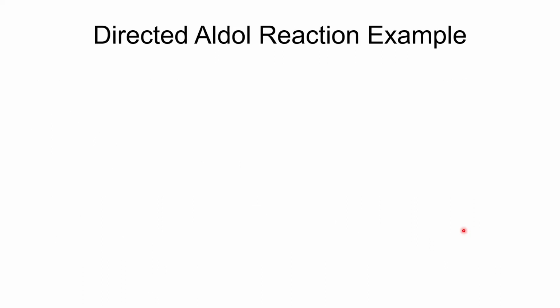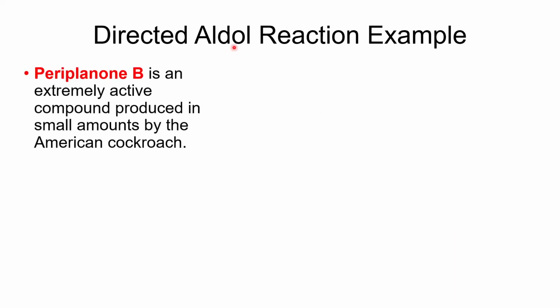So let's look at an example of a directed aldol reaction. This is one that's used in a synthetic procedure. There's this molecule, the periplanone B. I'm not sure I said that right, but it is a pheromone that is produced by the American cockroach. Trigger warning, I'm going to put a picture of a cockroach up on the screen.